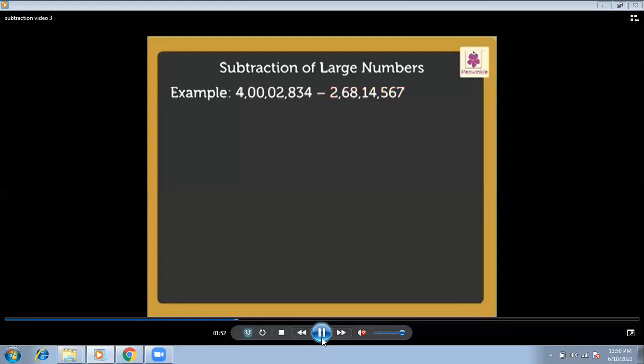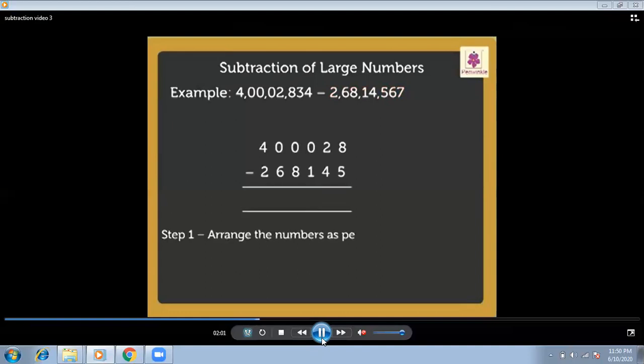Okay, students. Now, how to subtract? First, we will write the bigger number on top. Before subtraction, some things you have to keep in mind: arrange the numbers as per the place value chart. Don't forget to mention the place value on your numbers, and one digit in each column, so it will be easier for you to subtract.